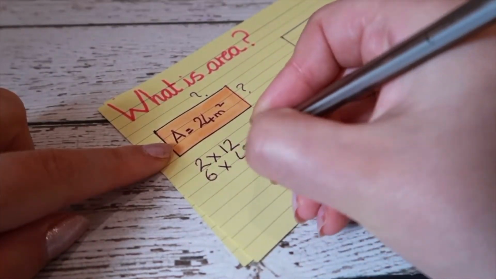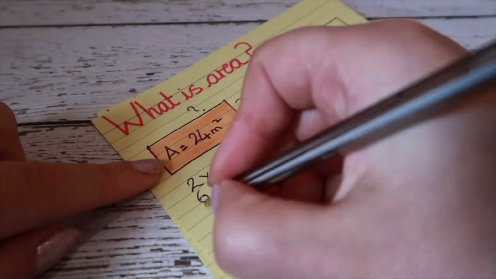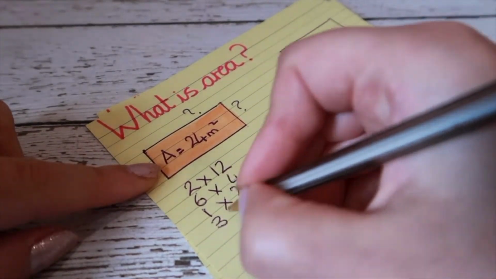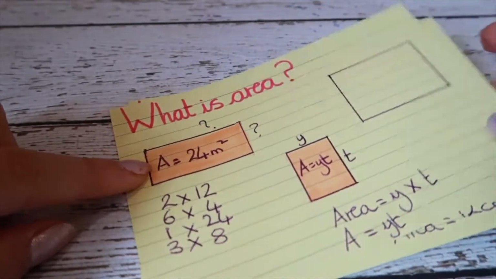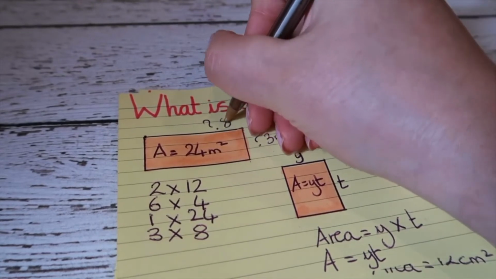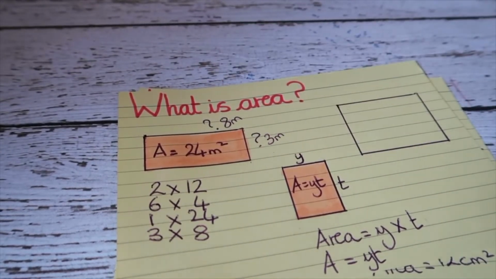So it could be 2 and 12. They're factors of 24. Could be 6 and 4. It could be 1 and 24. It could be 3 and 8. So these are all possibilities of a width and a length. So one example could be 3 meters by 8 meters.